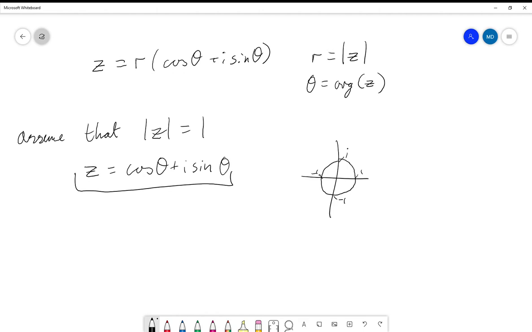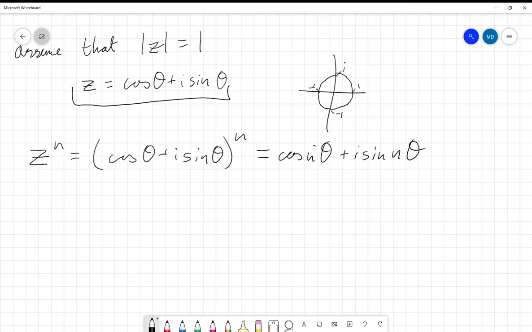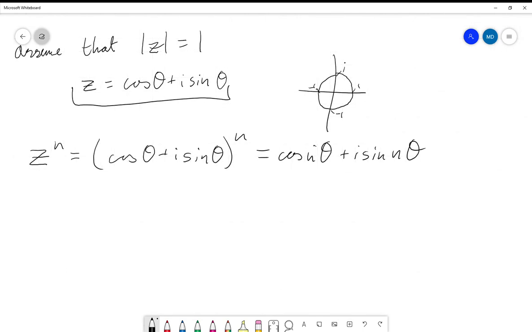Because it leads us to another interesting note, that if I take this z and turn it to the power of n, that's equal to cosine theta plus i sine theta to the power of n, which by de Moivre's theorem is equal to cosine n theta plus i sine n theta. And that's going to be really, really helpful because there is another option as well.